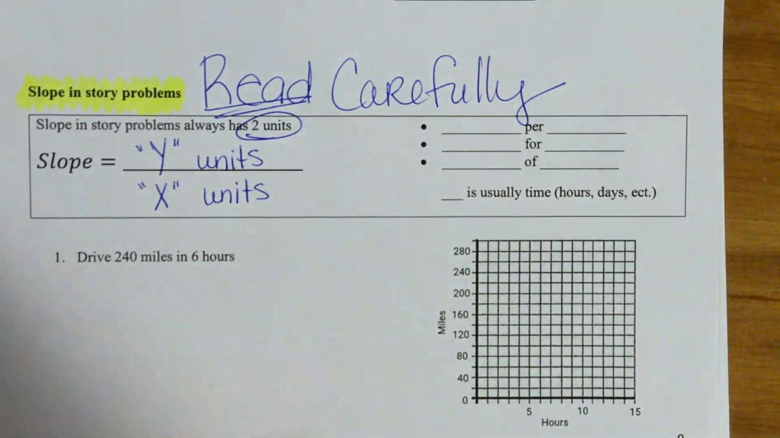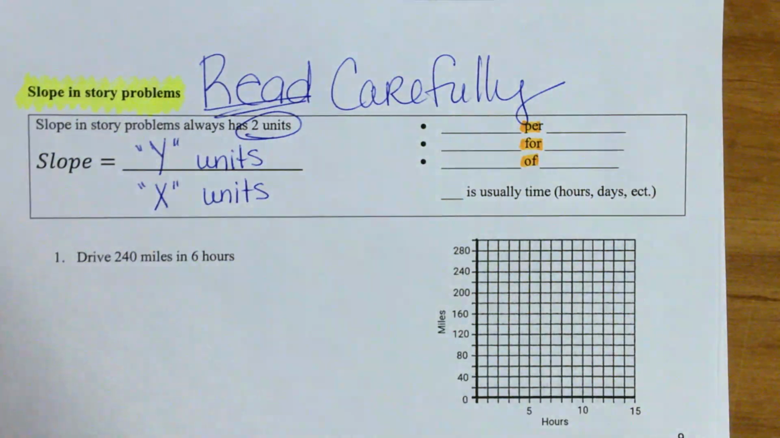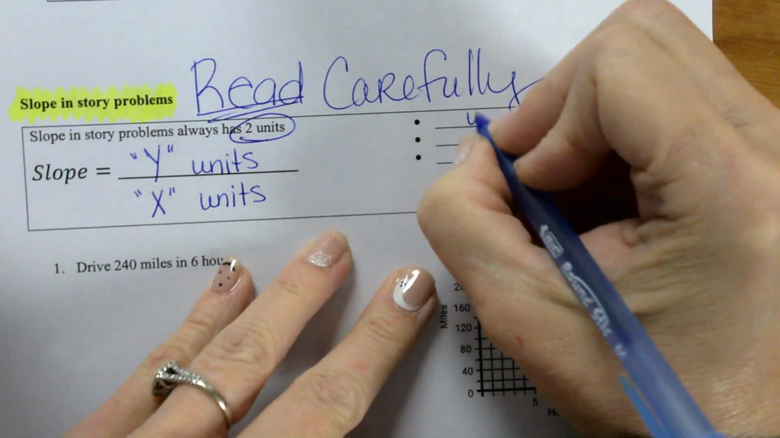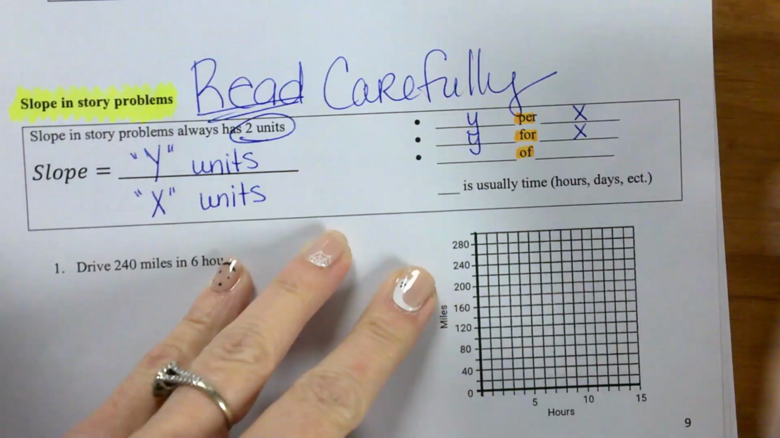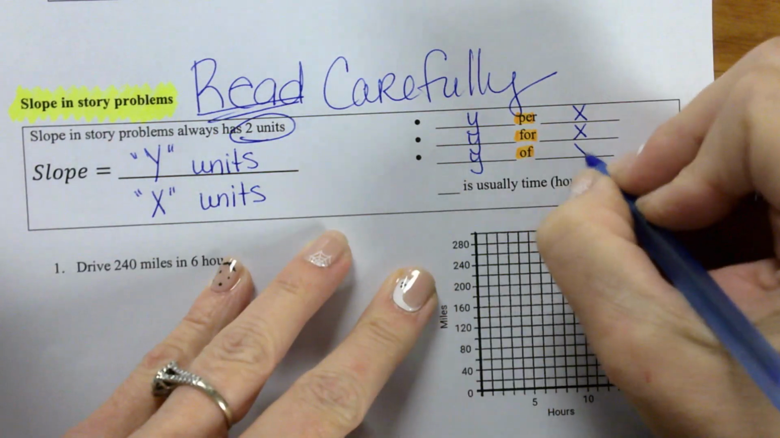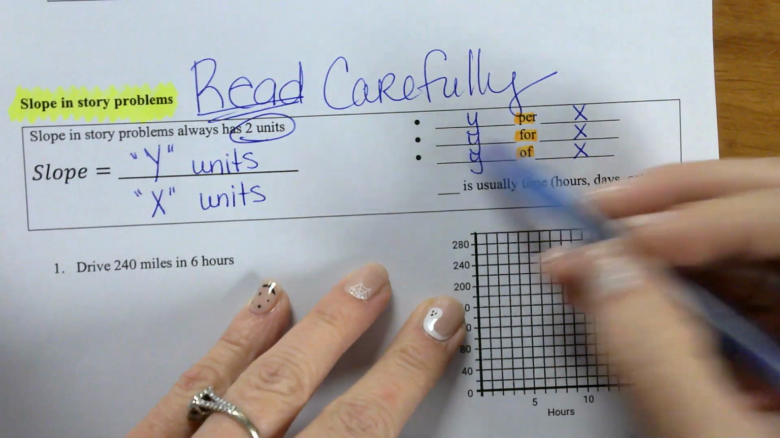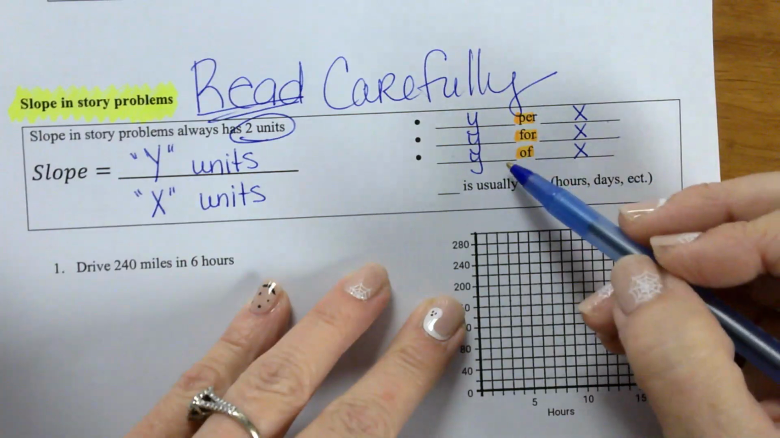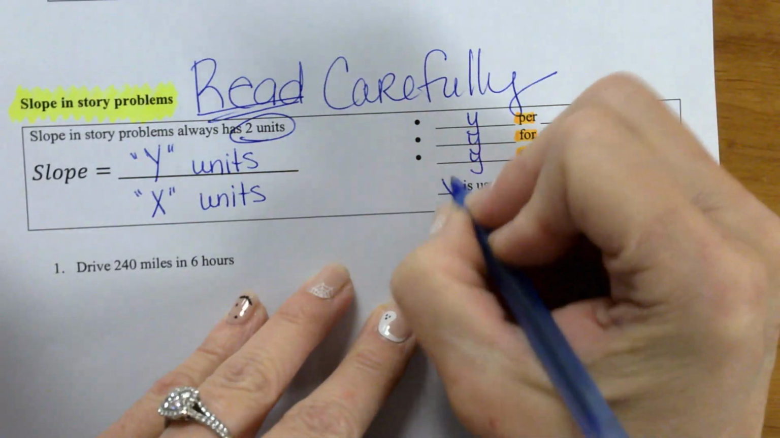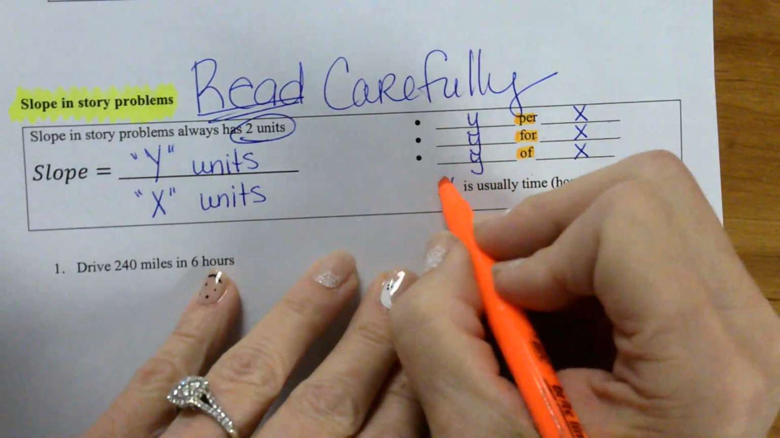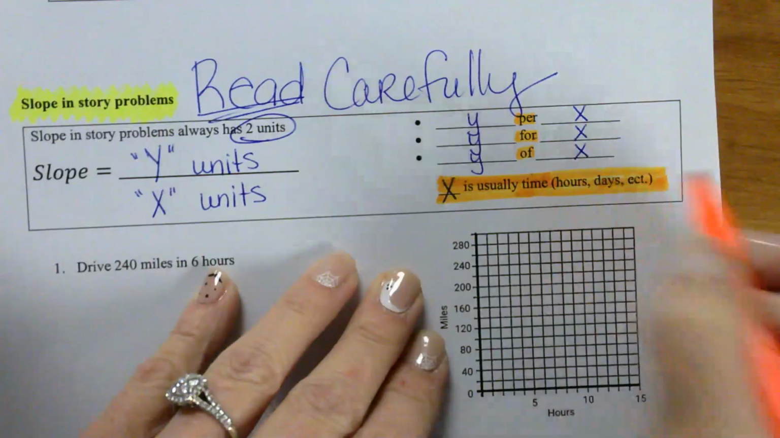Okay, do you see these words right here? Yes? Okay. Y per X. Y for X. Y of X. So you're looking for those words. This for that. This per that. Okay, I'm using X and Y instead of nouns. And then X is usually time. Usually time.